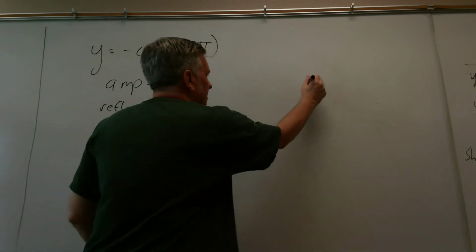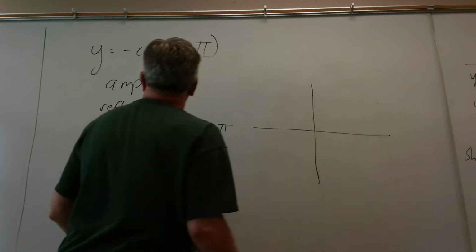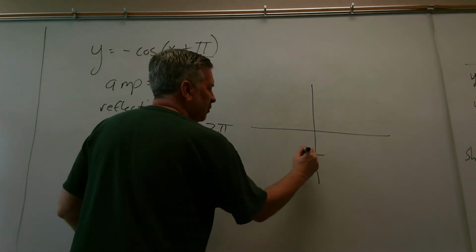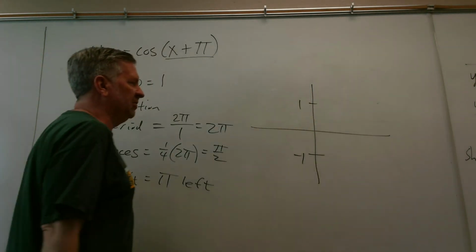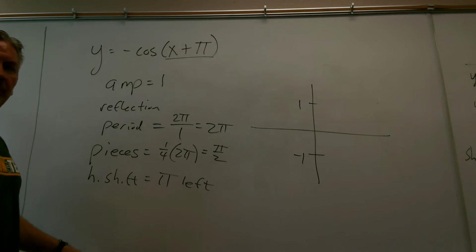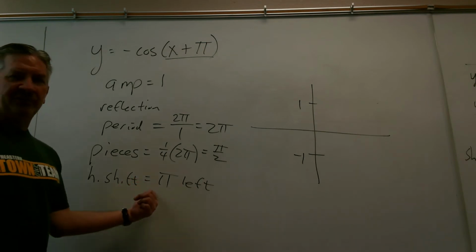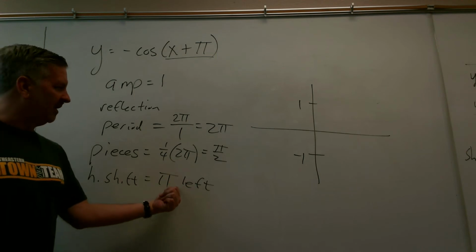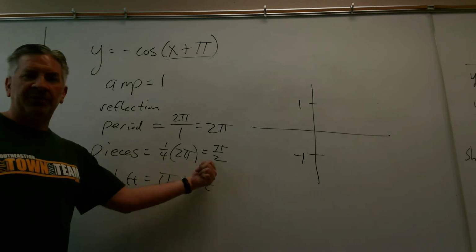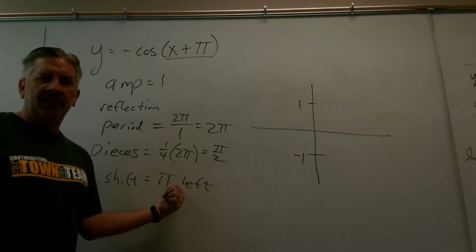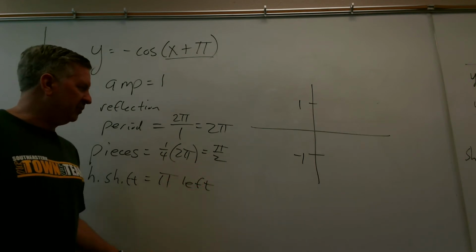So let's sketch the graph. The amplitude is 1, so the range is going to be from -1 to 1, just as before. And remember, the thing we have to deal with first is the horizontal shift. Notice here the shift is pi to the left, but how does the shift compare to the pieces? Notice the pieces is half of the shift. So you have to plan ahead, or you're going to have to do some erasing.